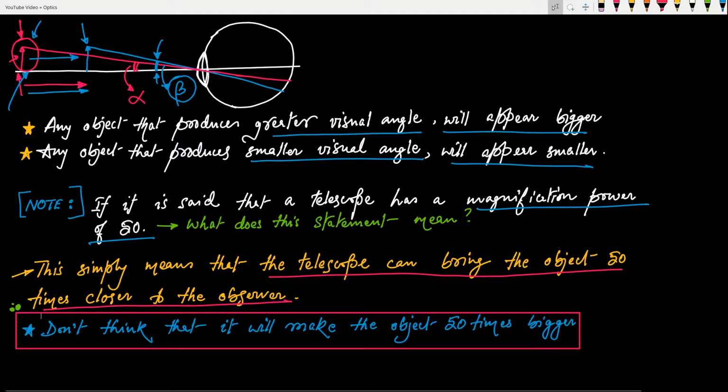Now, once you understood the concept of visual angle, the alpha and the beta, you're ready to understand the magnification power of a telescope and how to derive that. So let's look into that.